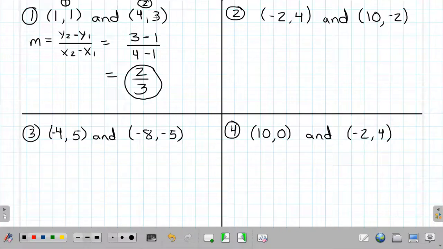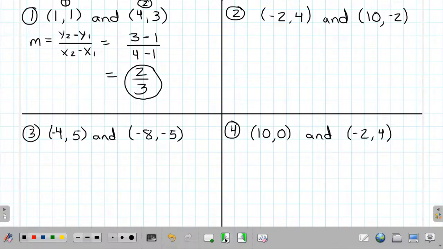If you know the formula, you can plug this in. Once again, y2 minus y1, x2 minus x1. And these 1s and 2s just tell you which points you come from. Now, it actually doesn't matter. I don't mean to confuse anybody by this, but it actually doesn't matter which point you call point 1 and which point you call point 2.